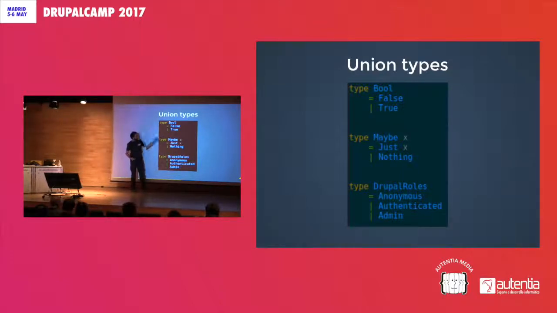Then we have something called Maybe, which is also a union type, and this is the way Elm has to handle what in other languages is called a null. If this value could be empty, it will get a Nothing. If not, it's just Something. We will see later how we handle it. But you can create your own types. For example, you can create a union type for Drupal roles. So you have the list of different roles you have, like anonymous, authenticated, admin, and so on.